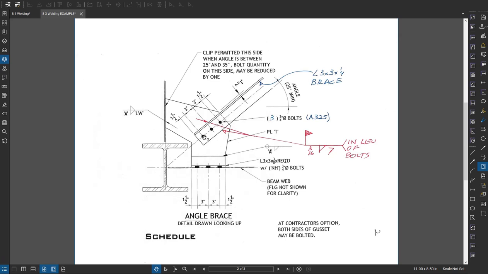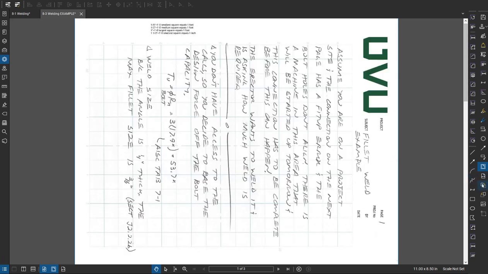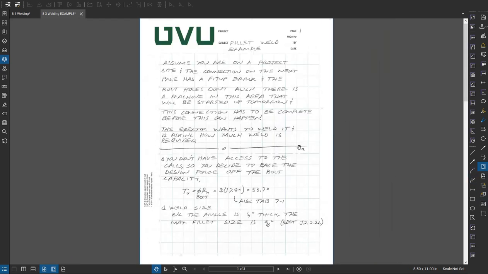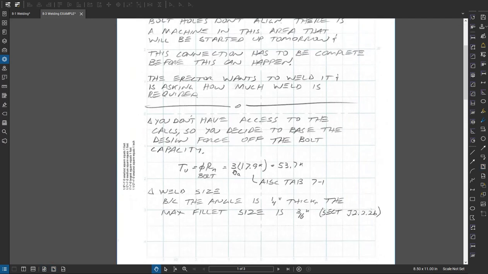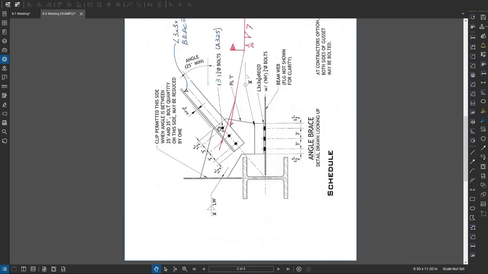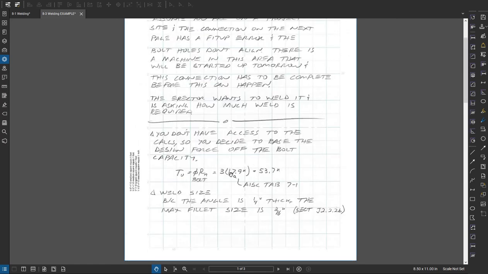Basically the contractor calls you, says, hey, we're running out of time to install this brace, give us a weld option. And I assume that there's no access to the calcs. And so rather than worrying about that, I say, well, there's 3 bolts. So if I take the full bolt strength and design for that 54 kips, then I'll have enough strength.